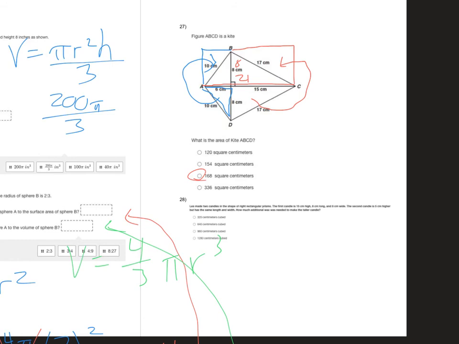Next one, two candles, right rectangular prisms. Again, what does it mean that it's a right rectangular prism? Just all the angles are right angles. So similar to the cone one, just what you would normally think about when you think about a rectangular prism. They give us all three dimensions of the first one, 15 by 8 by 8, and the second one is 5 centimeters higher, but the same length and width. How much additional wax?